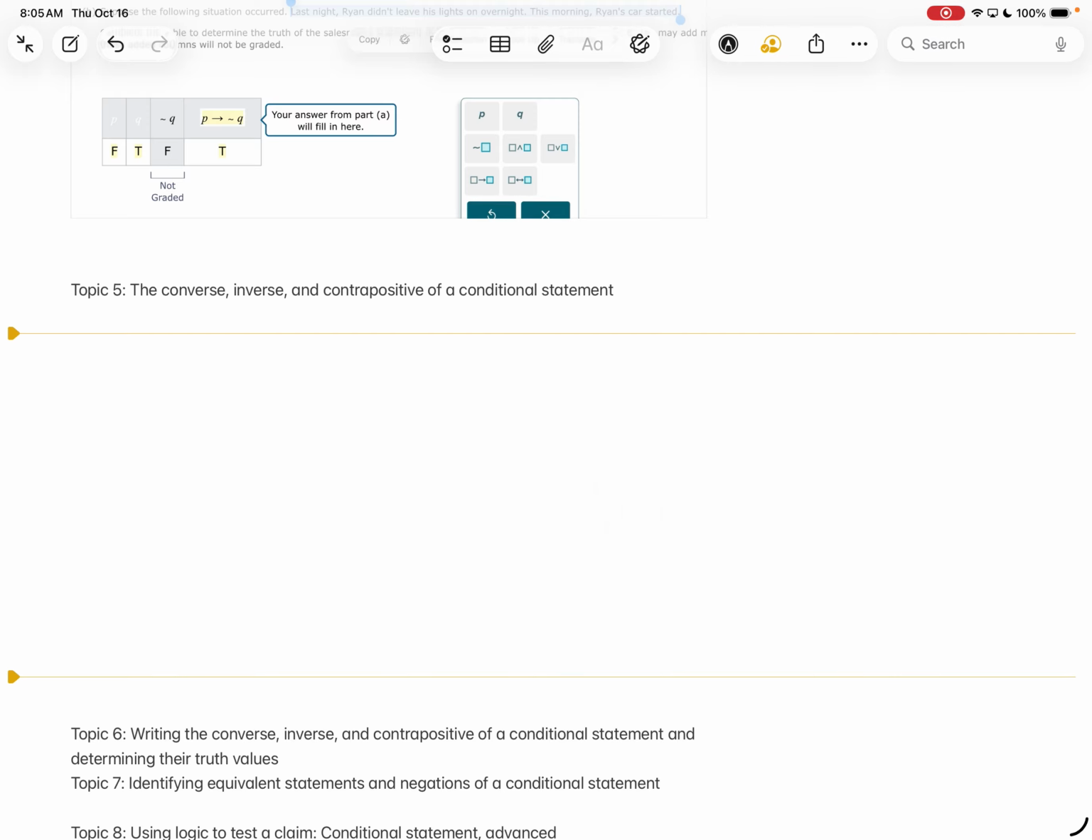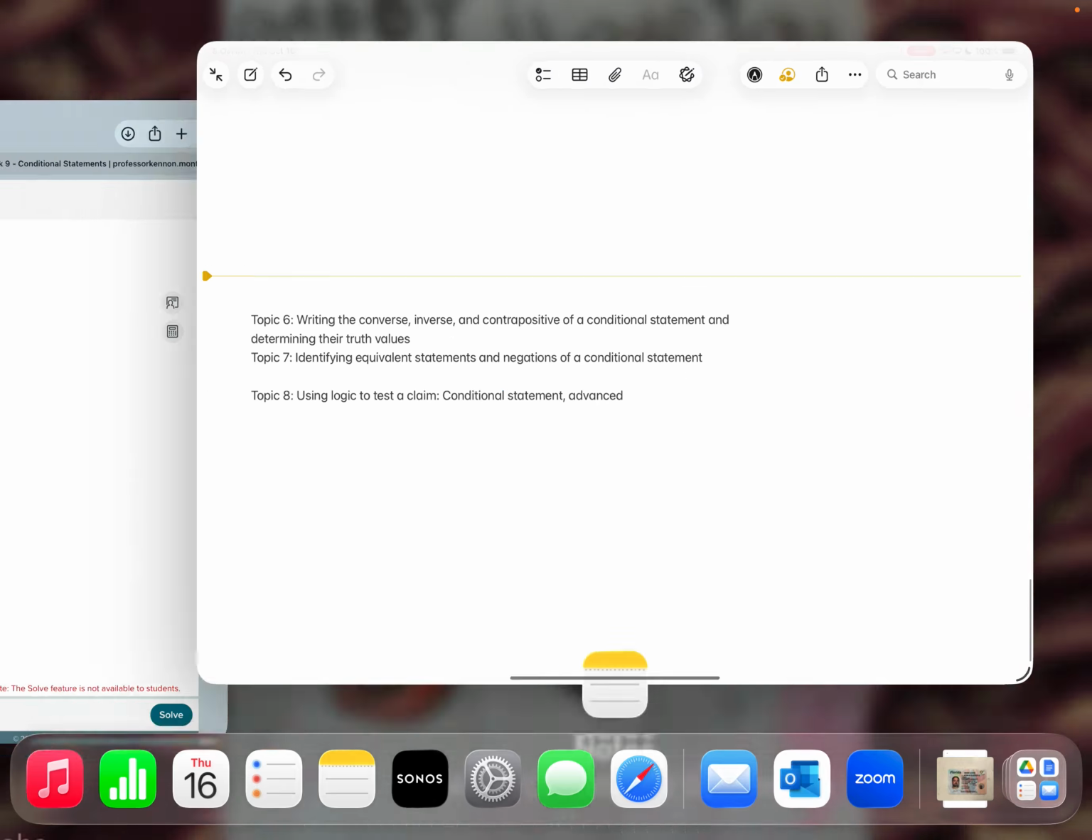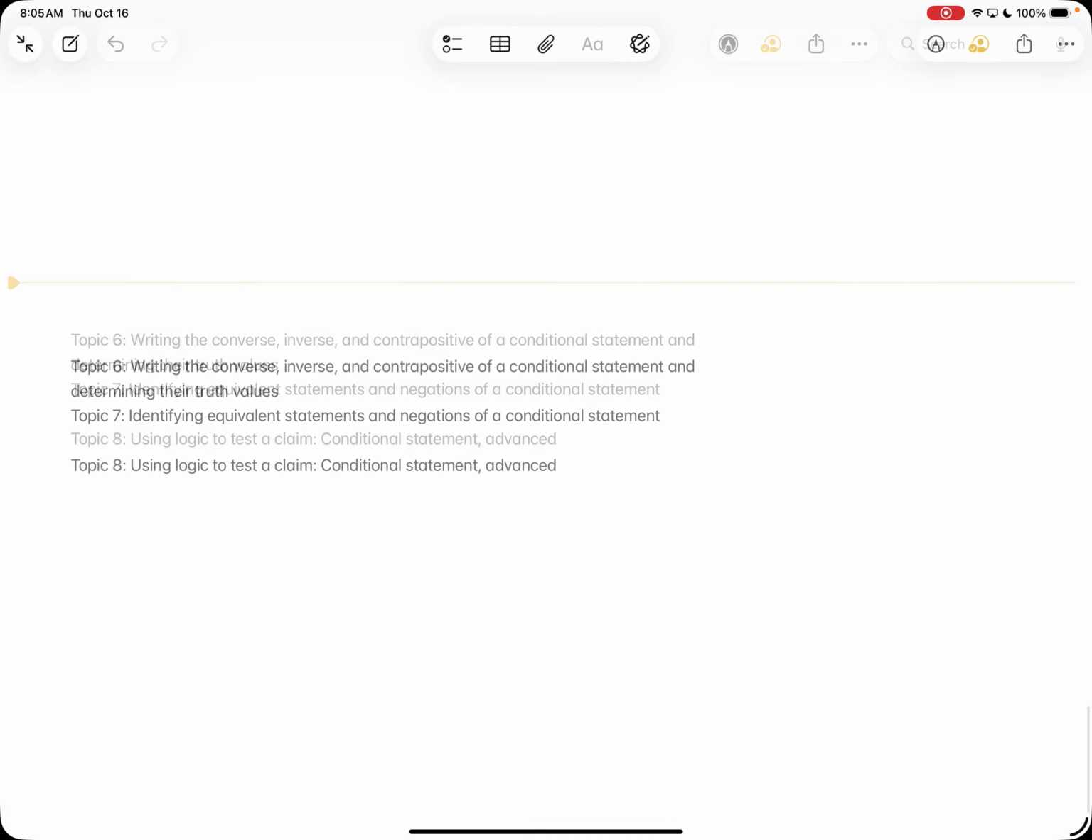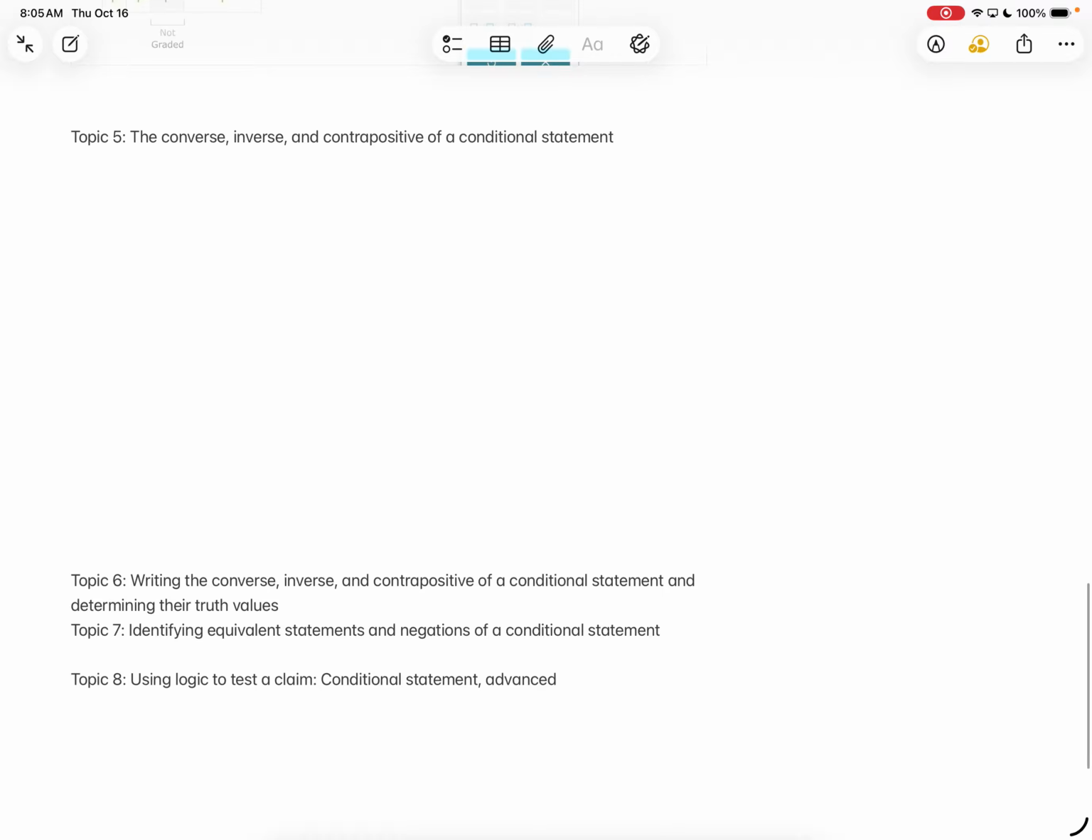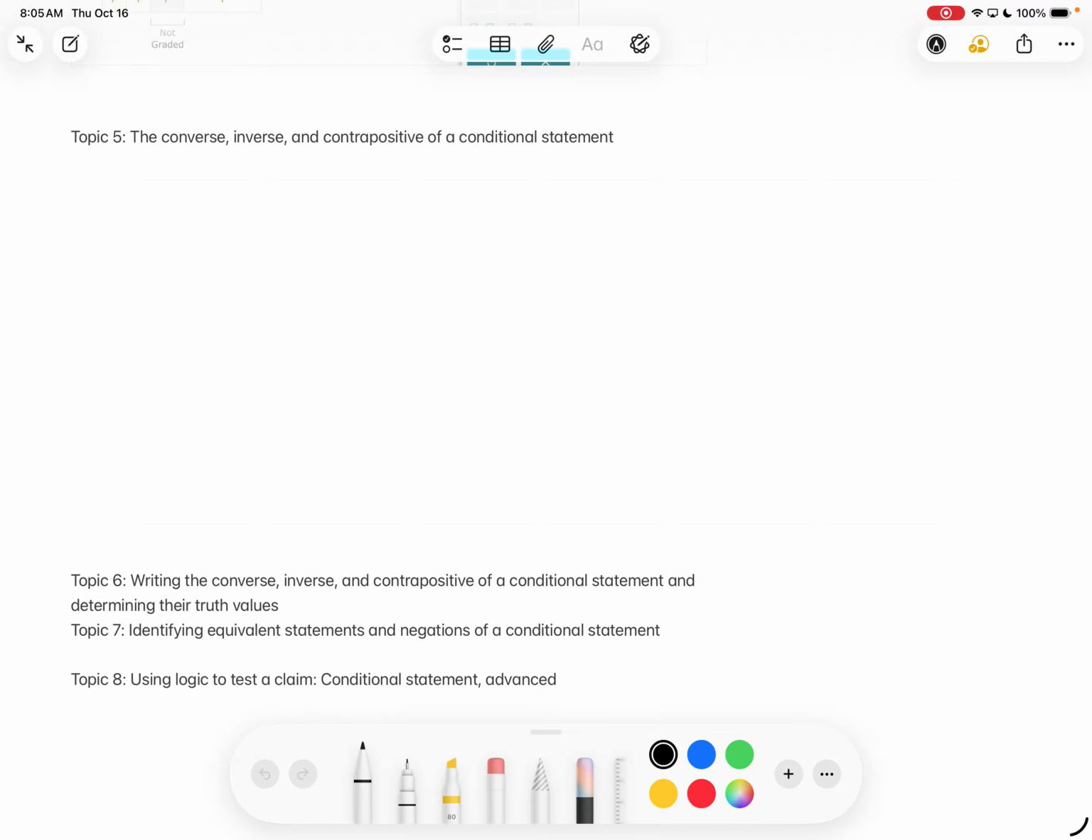Where's my pencil at? Of course, it's not going to work. Well, let me close out of notes and see if that works. There we go. Okay.